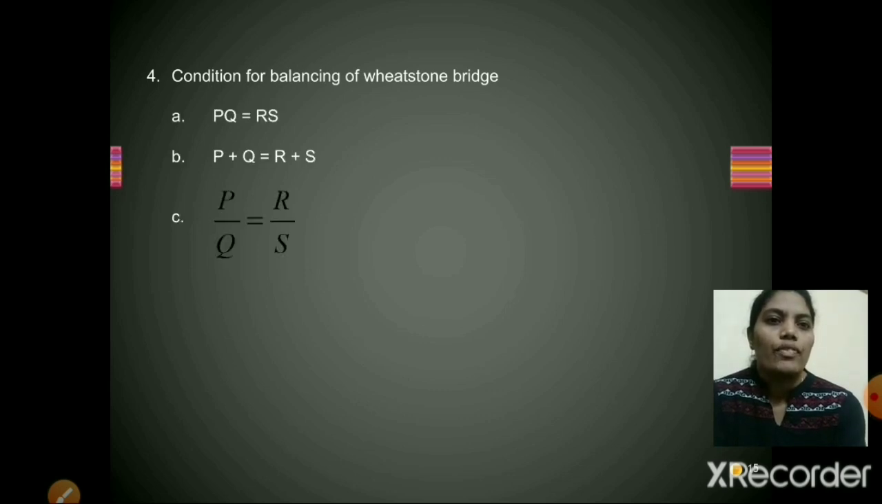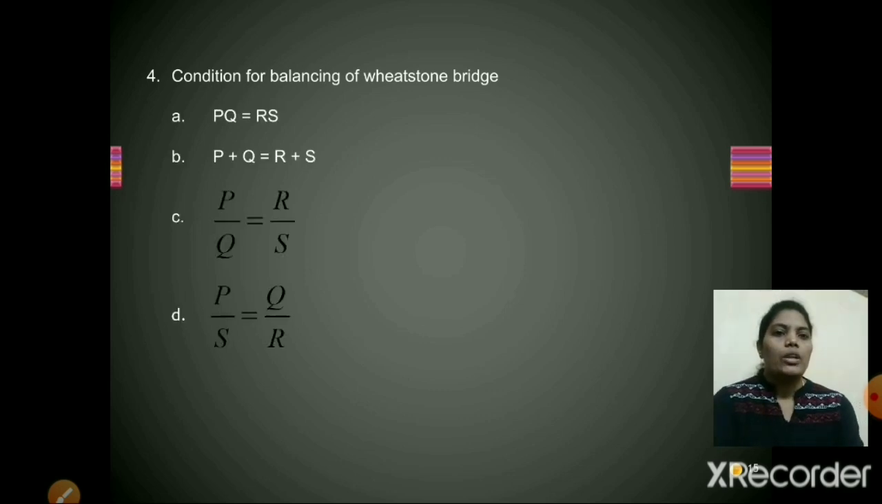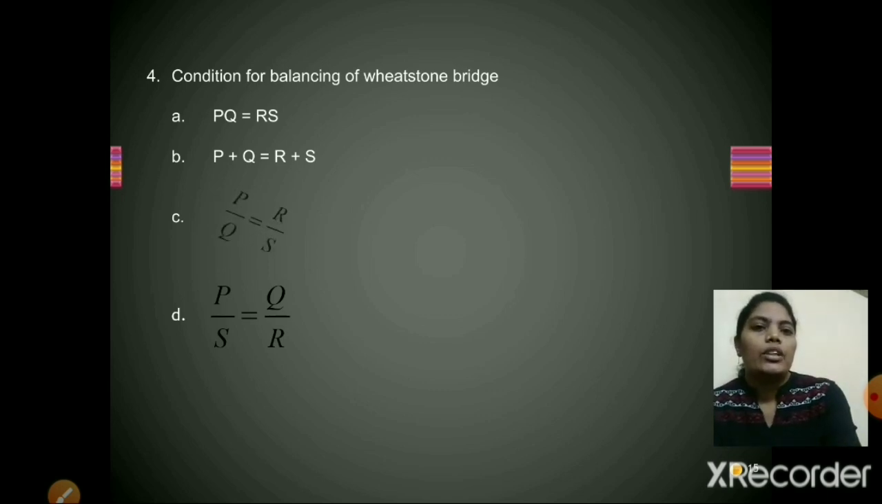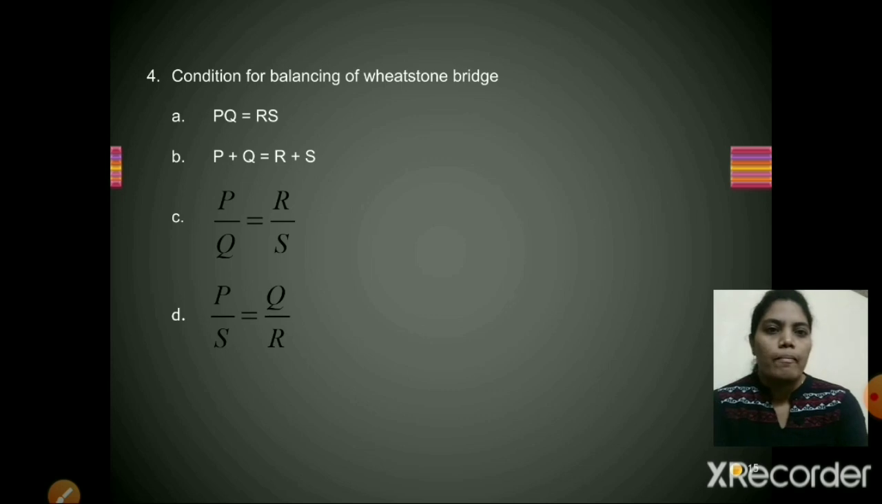Now the condition of the Wheatstone bridge is: PQ equals RS, P plus Q equals R plus S, P by Q equals R by S, or P by S equals Q by R. It is P by Q equals R by S.